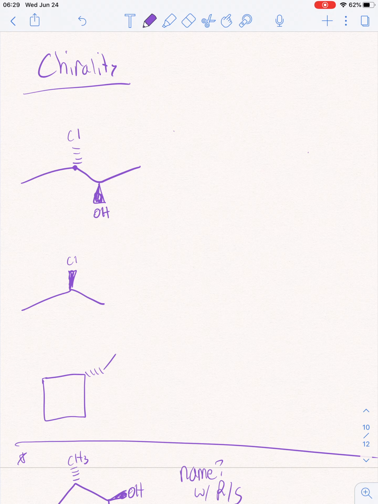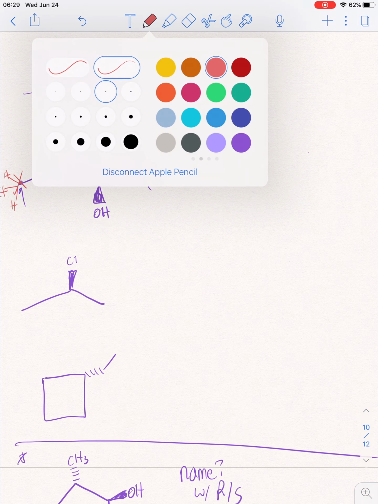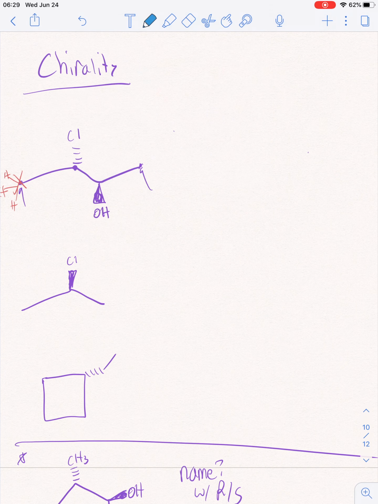It has to have four different things. So let's look at all of these carbons. This carbon has a hydrogen and a hydrogen. Right off the bat, that's not a chiral center because it has two of the same thing. A carbon that's a chiral center cannot be attached to two of the same thing, right? So that's not a chiral center.